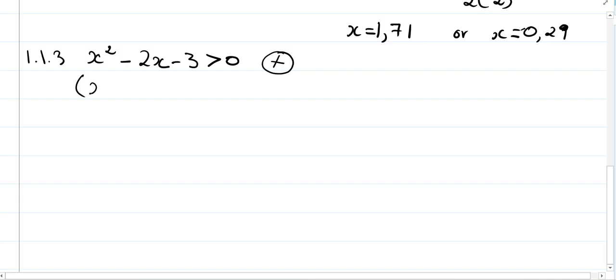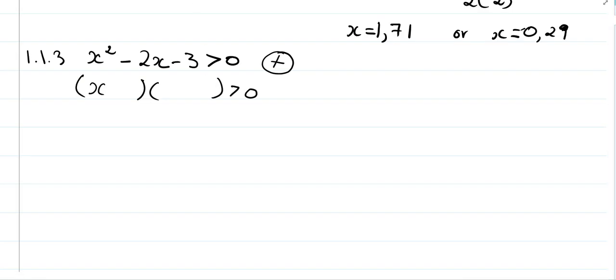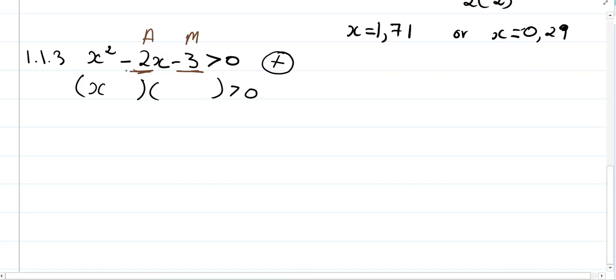From here, I factorize. Now how do I factorize? I look for two numbers that when I multiply they give me -3, and when I add they give me -2. So now what are those two numbers? And that is because the coefficient of x² is 1.